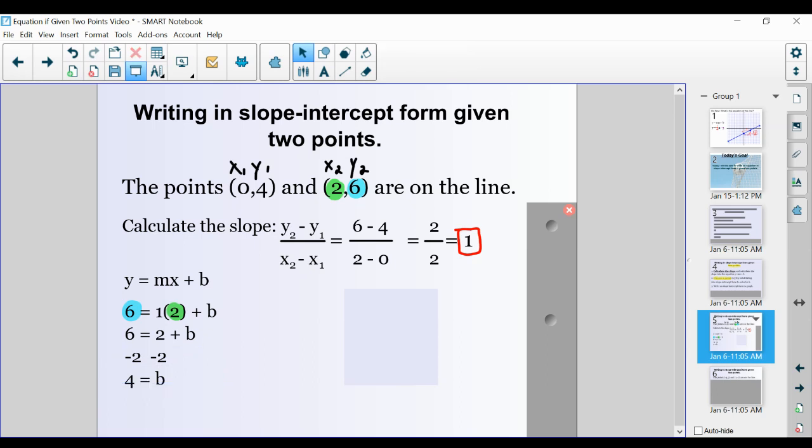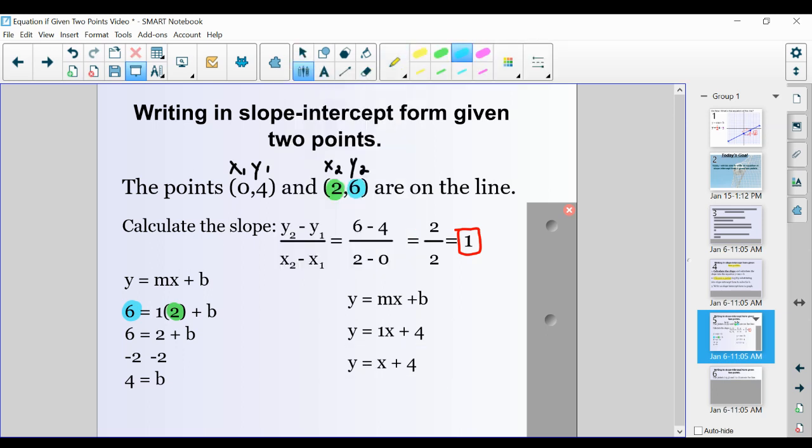Now we can piece it all back together. We have y equals mx plus b. We know the slope value is 1, and we know the y-intercept is 4. And we can piece this all together, and we don't need to have 1x. We can just write it as y equals x plus 4. And that's how we write an equation in slope-intercept form if given 2 points.